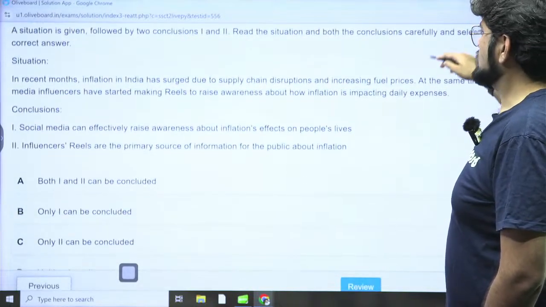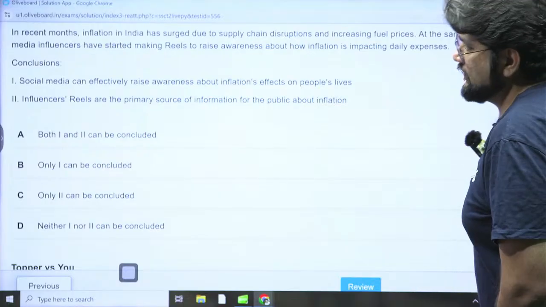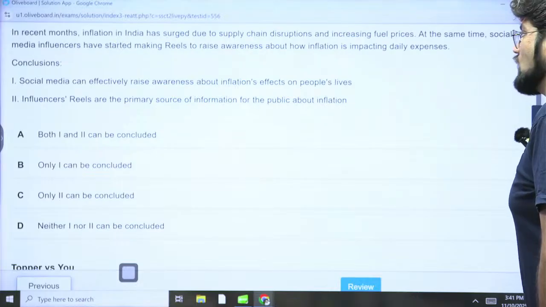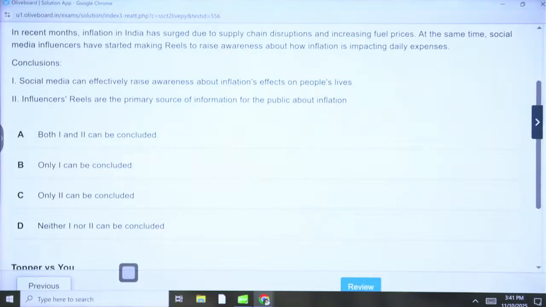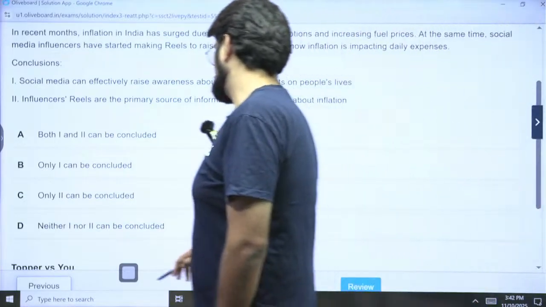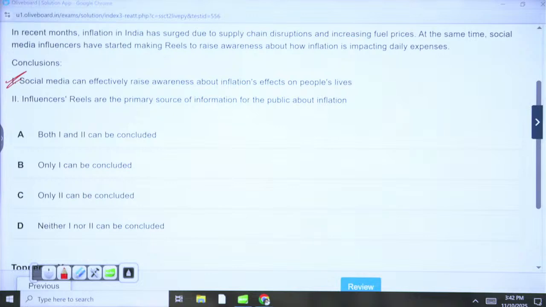Two conclusions. Read the situation. Select the conclusion which follows. Situation: In recent months, inflation in India has surged due to supply chain disruptions and increasing fuel prices. At the same time, social media influencers have started making reels to raise awareness about how inflation is impacting daily expenses. Conclusion says social media can effectively raise awareness about inflation's effects on people's lives. I think that's fair. You can draw this conclusion.